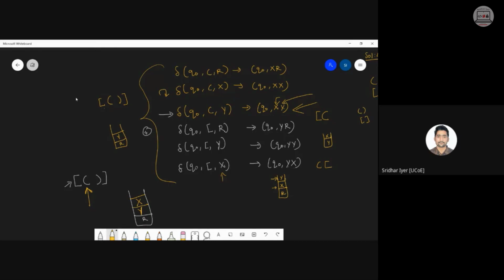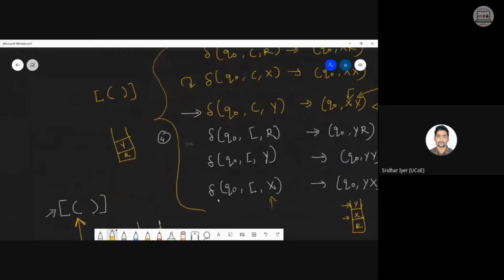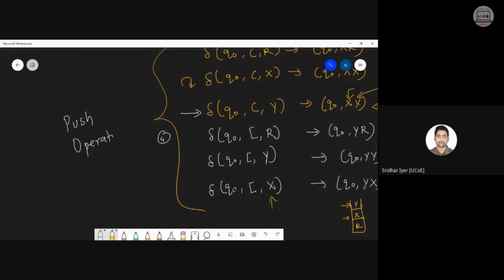Now what will popping be? Popping is very simple. You can write over there. Clear this in your notebooks. Okay. These all are your push operations. There will be a total of 6 push operations and 2 pop operations. Now how will we pop?